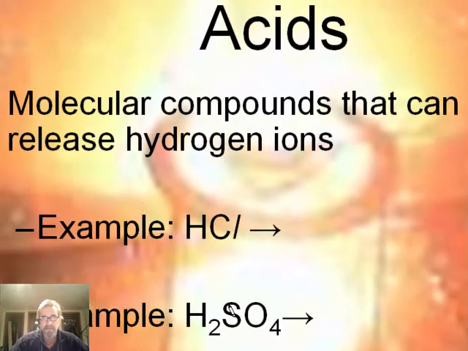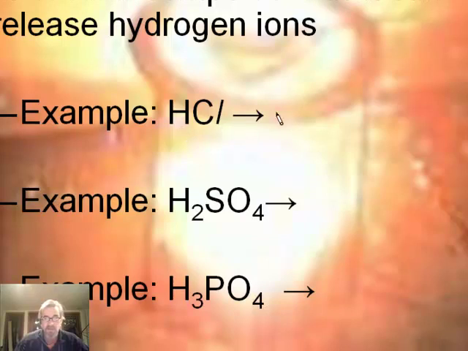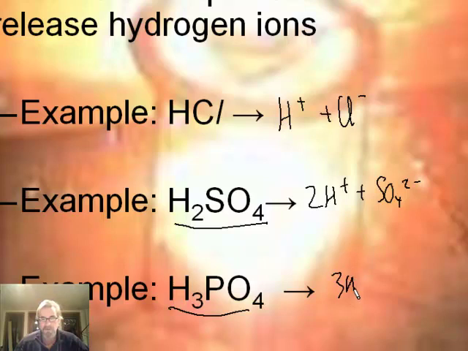Acids are molecular compounds that can release hydrogen ions when they're a part of a reaction. So an example would be HCl that we just saw. This can release H+ ions and Cl- ions if you put it in water, or as part of other kinds of reactions. This is another famous acid, H2SO4 is sulfuric acid, and this can give up 2 H+ and a sulfate ion. H3PO4 can give up 3 H+ away, plus the phosphate ion, which is PO4 3-.